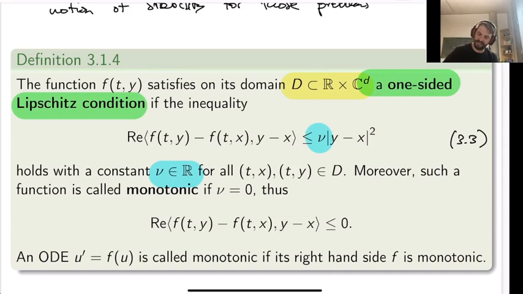I will discuss in a minute how it relates to the standard Lipschitz condition. But for the moment, just let's call it a one-sided Lipschitz condition, for some constant nu, and importantly, this nu can be positive or negative. This has to hold for any points (t,x) and (t,y) in this domain of definition for our function f. And then secondly, such a function is called monotonic if this nu can be chosen to be equal to 0. So if the real part of the product of f(t,y) minus f(t,x) with y minus x is in fact non-positive, less than or equal to 0. That's 3.4. And then an ODE that has such a monotonic right-hand side function f is itself called monotonic. So the ODE is also called monotonic.